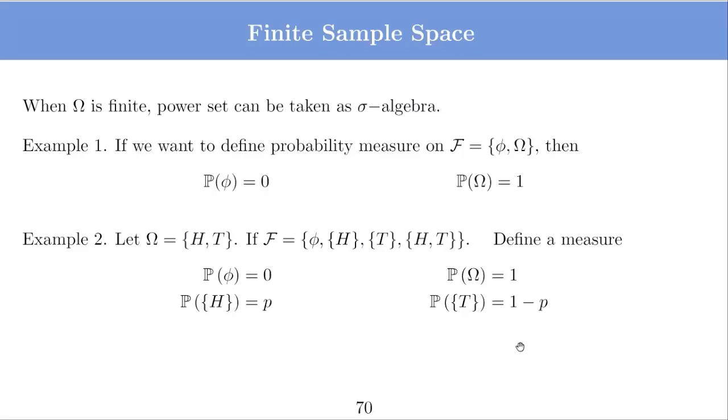So this probability is defined on F. So it needs to be defined on every member of F. Outcomes are not elements of F, but the events are the members of F. Okay, so just remember this. This is a convention we took, and it will be important as we move ahead.